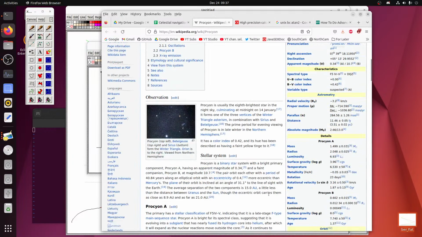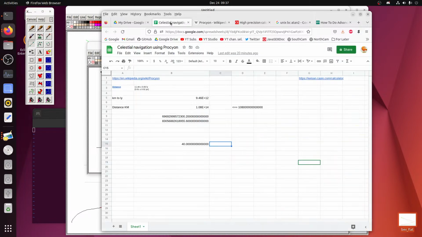Procyon has a distance of 11.46 light years. I already did a little bit of research. There are 9.46 times 10 to the 12th kilometers per light year, times 11.46. So the distance is going to be 108, and that many zeros, kilometers away to Procyon.